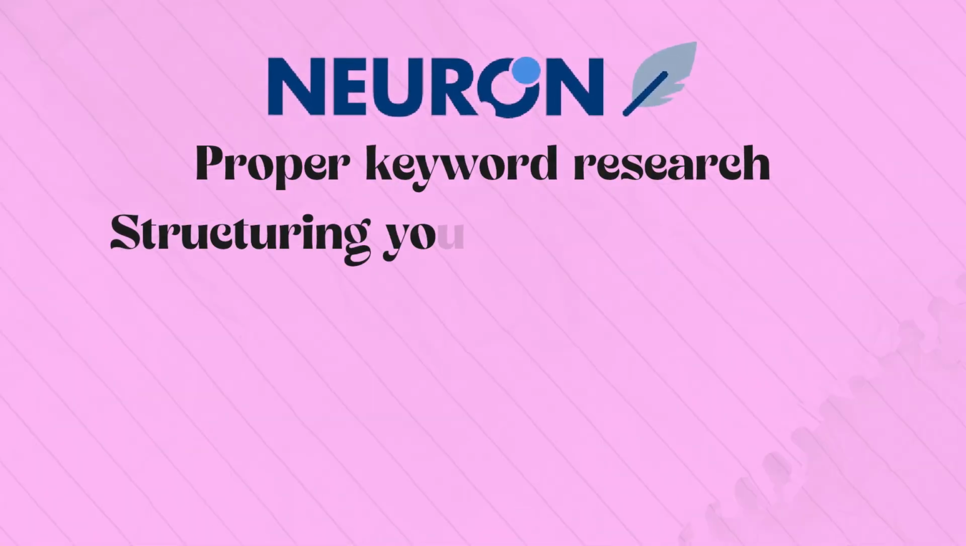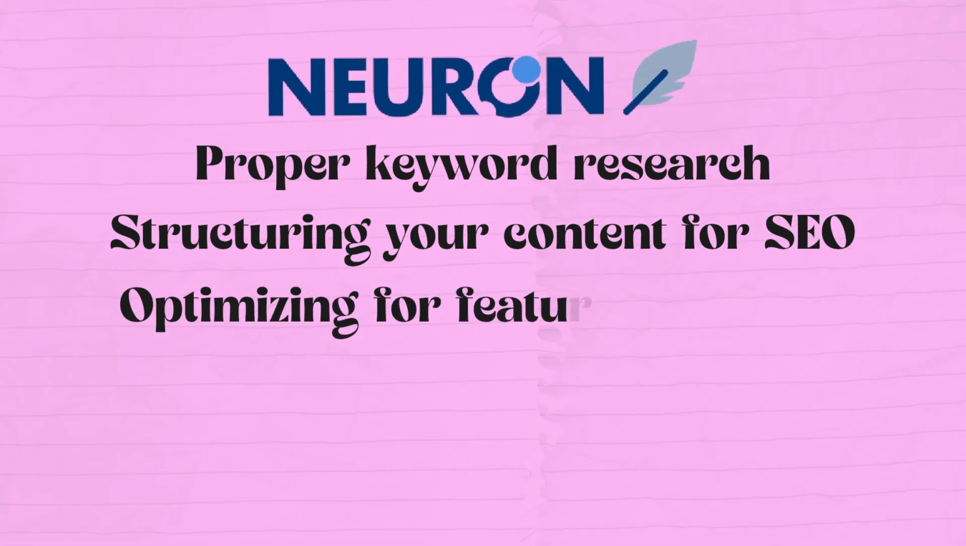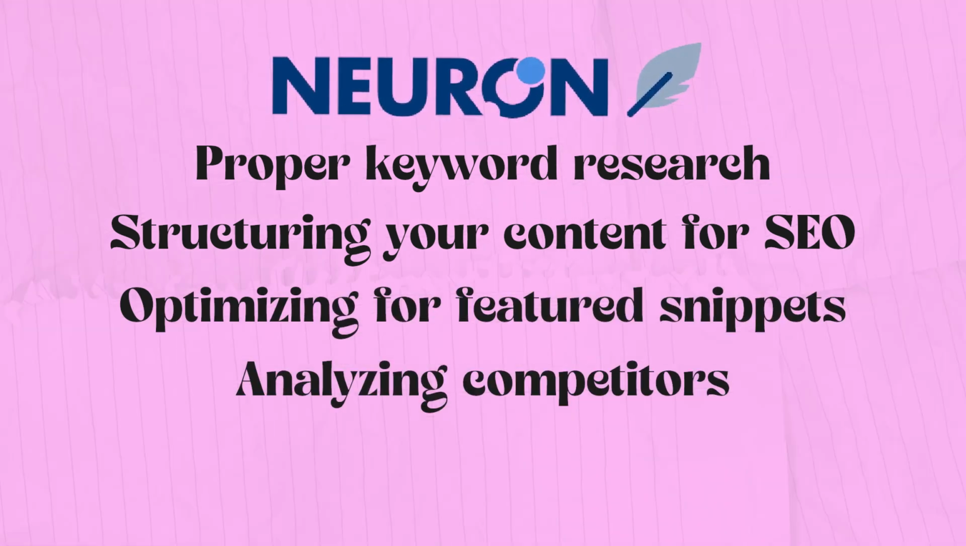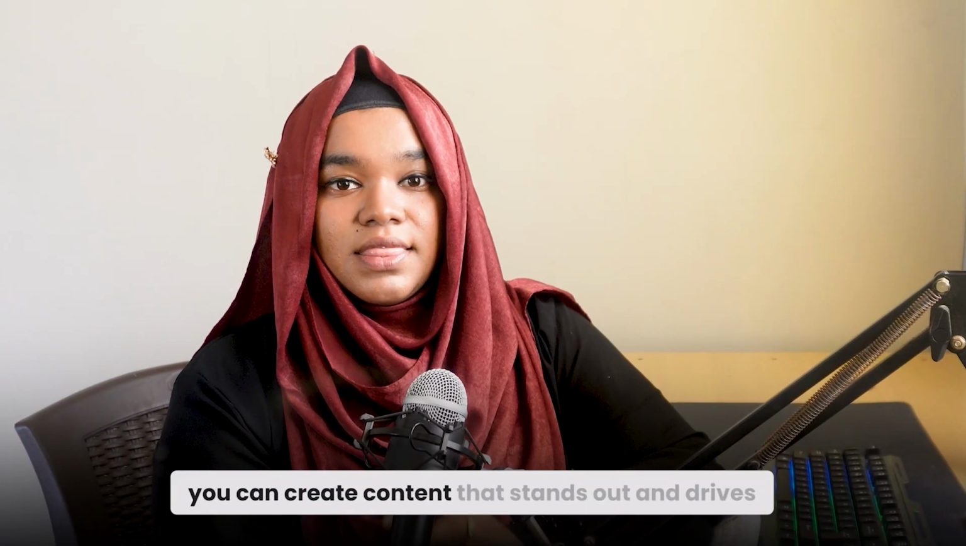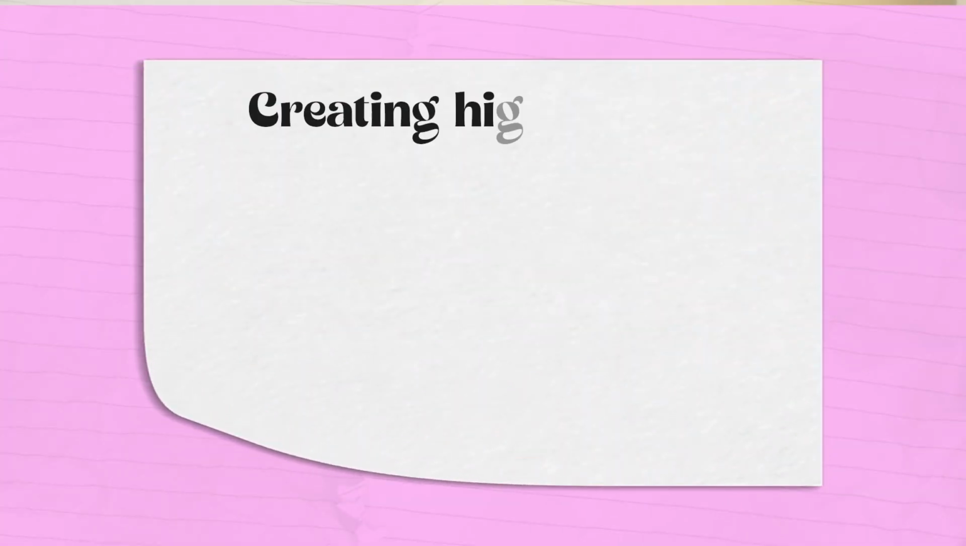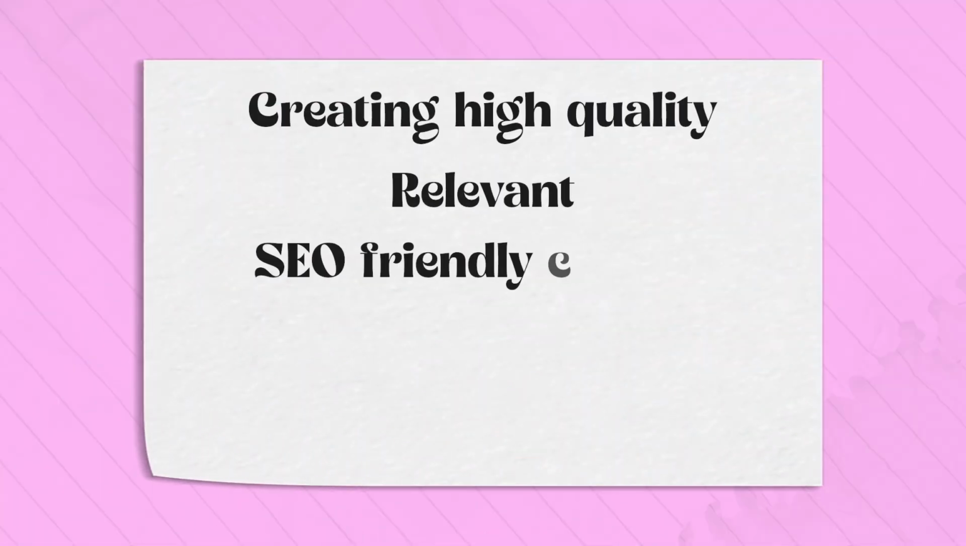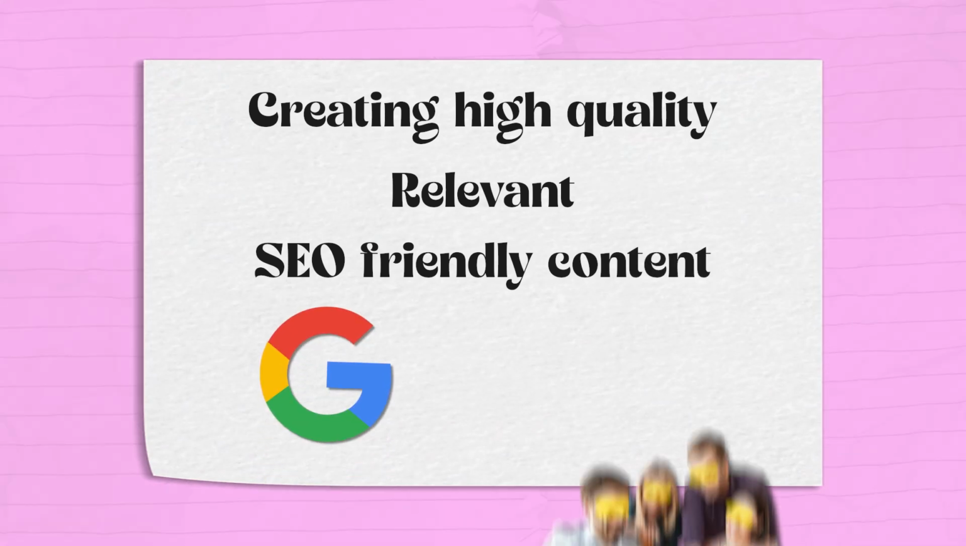So now you know how to use Neuron Writer to optimize your website and rank on Google's first page. By doing proper keyword research, structuring your content for SEO, optimizing for featured snippets, and analyzing competitors, you can create content that stands out and drives organic traffic. It's all about creating high-quality, relevant, and SEO-friendly content that both Google and your audience will love.